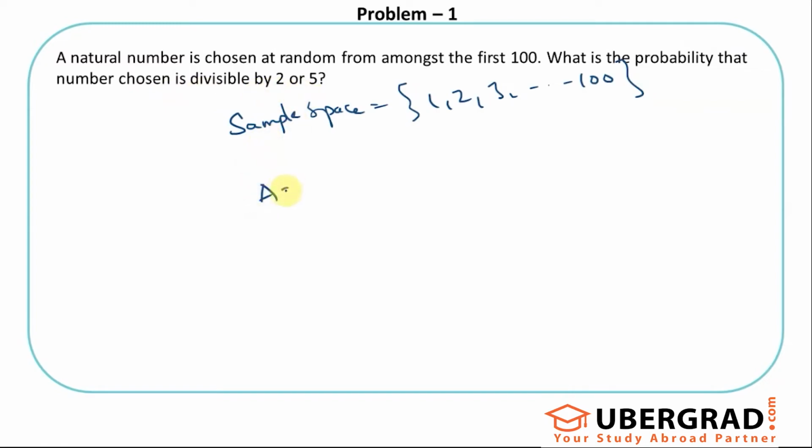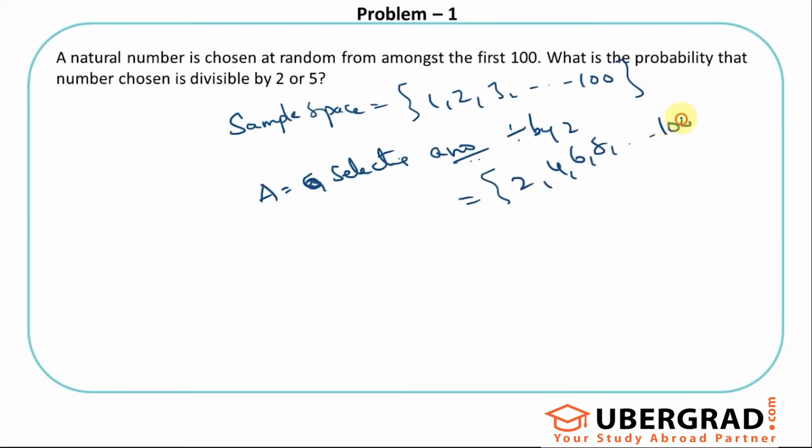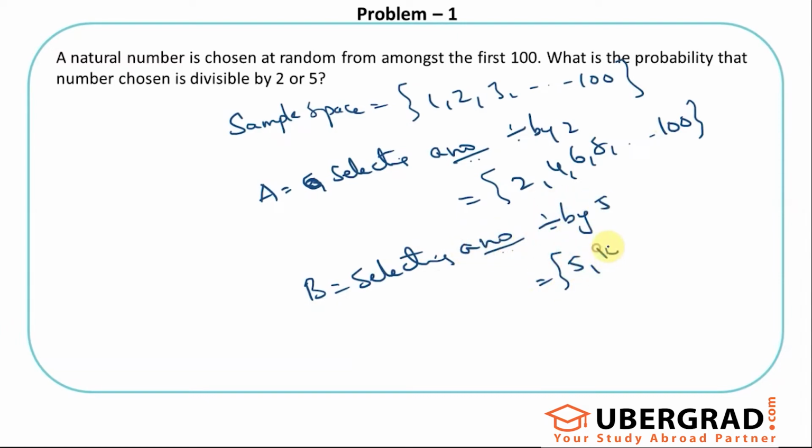So let me call event A selecting a number divisible by 2. What are those? 2, 4, 6, 8 and so on up to 100. Event B is selecting a number divisible by 5. What are those numbers? 5, 10, 15 and so on up to 100.